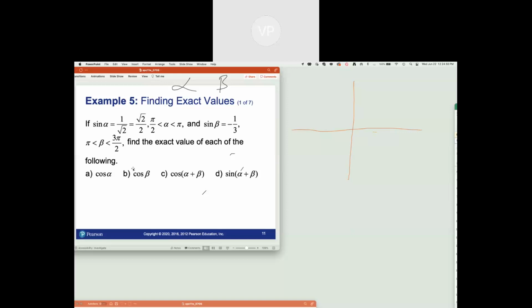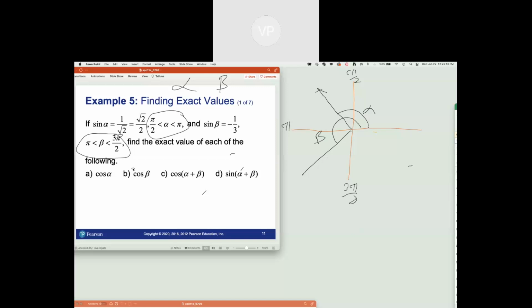So starting off, we know the alpha is between pi over 2 and pi. So my alpha is somewhere in here, between pi over 2 and pi. The beta is between pi and 3 pi over 2. So my beta angle is somewhere over here. There's my alpha and there's my beta.